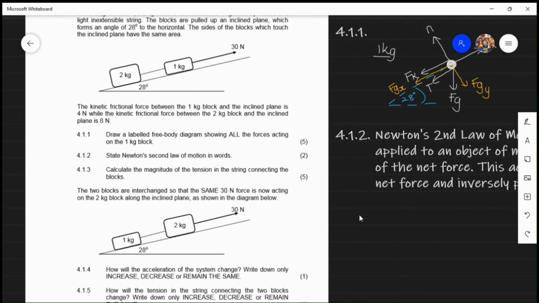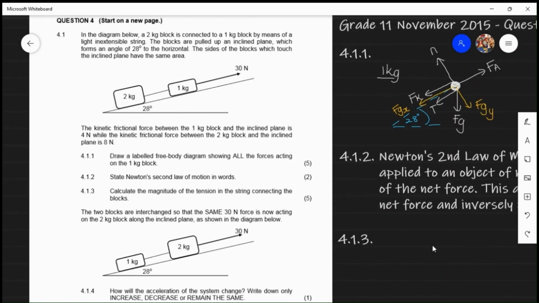So let us start by writing down the known values, and then we can start to substitute that into our formula of F net equals ma. So let us now try to find out what values we know. In the diagram below, a 2 kg block is connected to a 1 kg block. So first of all, we have masses. Let us make a note of that.